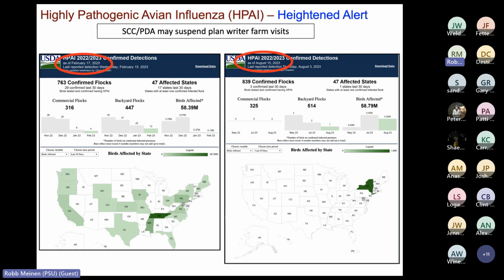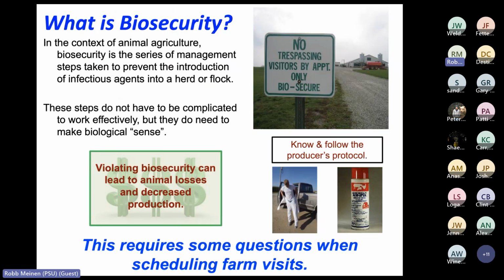And in the little box on top, the Conservation Commission, Department of Agriculture, and the state veterinarian may suspend farm visits for people such as plan writers or conservation personnel if avian influenza kicks back up. And that has been done at times in recent history. If anybody has questions as we go, feel free to pop in and ask them at any point. Be happy to handle it that way, or we can wait till the end.